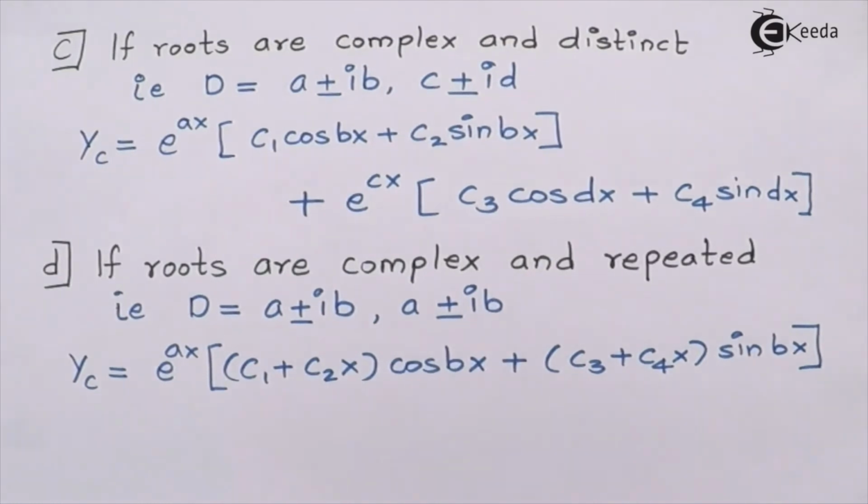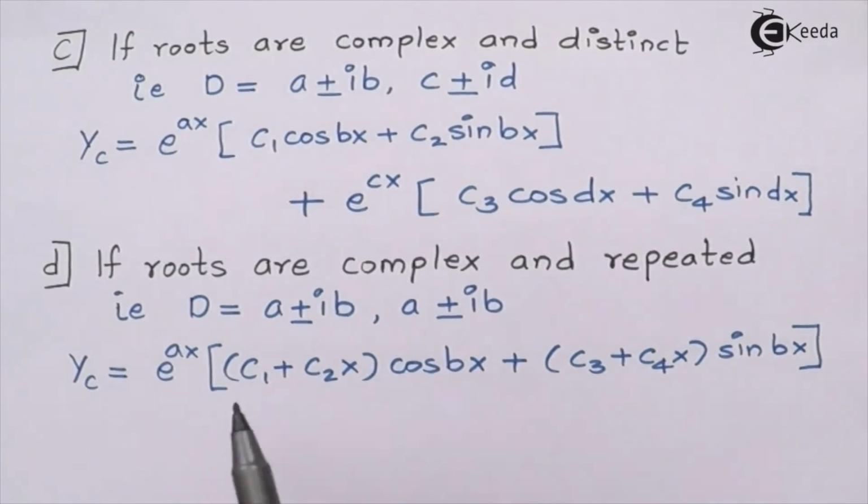Now guys, here you can observe one thing, that the root a plus ib is repeating 2 times and the root a minus ib is repeating 2 times. So what is the solution? See here. So that time e to the power ax. So real part is a in both the cases. So that will come outside as e to the power ax.